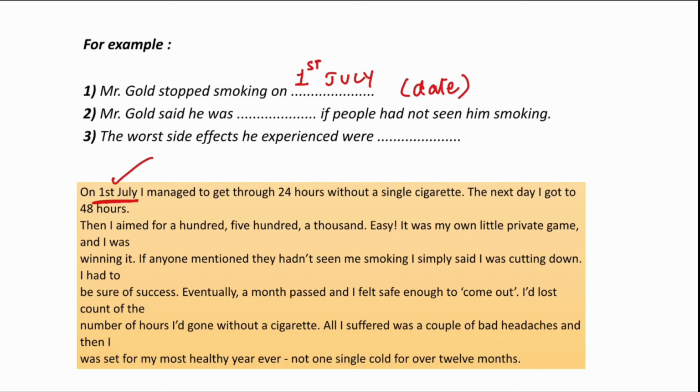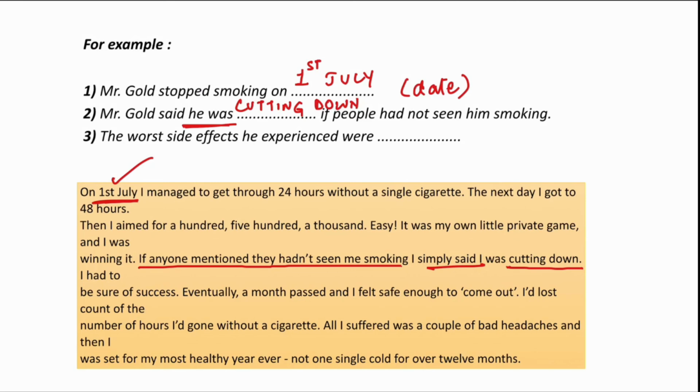Then the second question: he said he was cutting down when people saw him not smoking for a long time. It is said that if anyone mentioned they hadn't seen me smoking, I simply said I was cutting down. So you have to write cutting down like this. Cutting down means he is not actually blowing cigarettes for a long time, so he is reducing the count of cigarettes day by day.